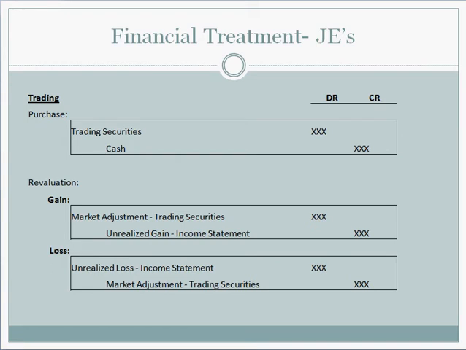To record the purchase of a trading security, the journal entry would be recorded as a debit to trading securities and a credit to cash. At year end, when the security is revalued, if the revaluation results in a gain, the journal entry would be debit to the market adjustment account and credit to unrealized gain. If the revaluation results in a loss, the journal entry would be debit to unrealized loss and credit to the market adjustment account.